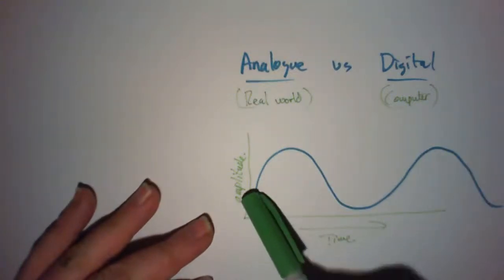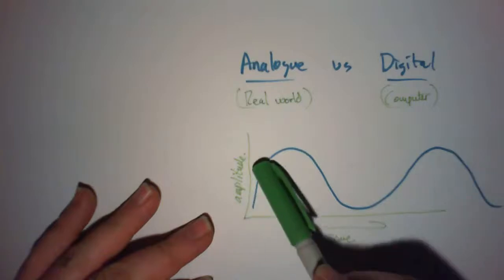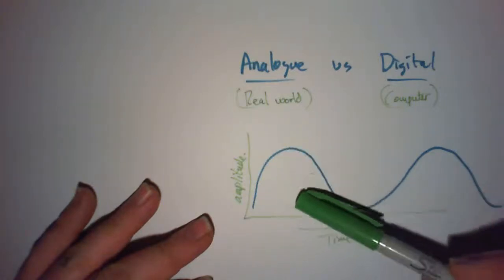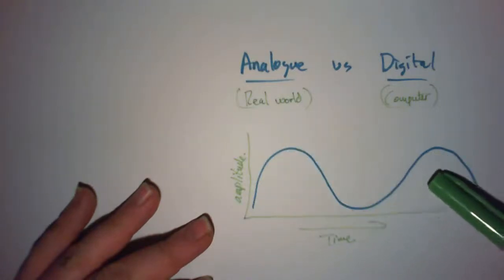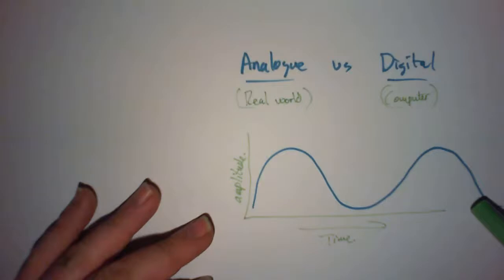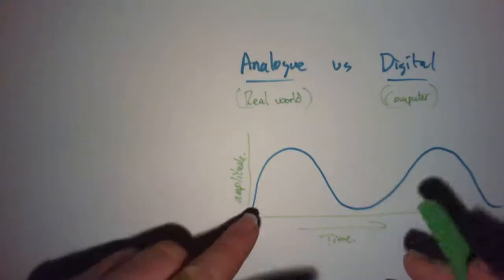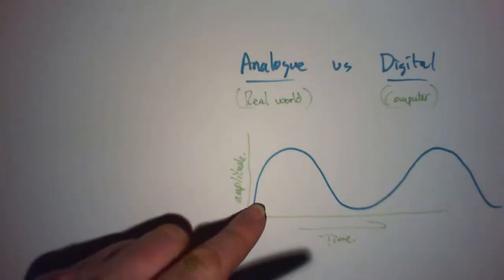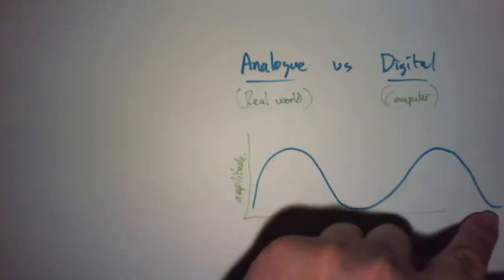So to put this into context, if this was a song that I want to listen to, it's analog. The amplitude, the height of each crest and the depth of each trough of the wave that makes the sound, is determined by a point. And unfortunately, there is an infinite amount of points.